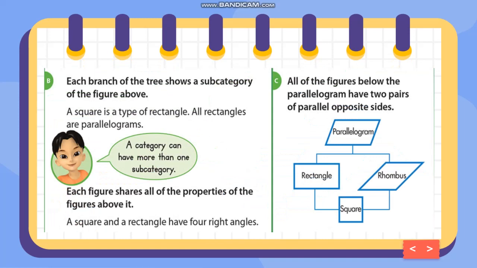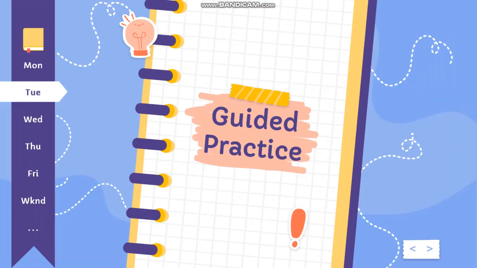Each branch of the tree shows a subcategory of the figure above. A square is a type of rectangle. All rectangles are parallelograms. So a category can have more than one subcategory. Each figure shares all of the properties of the figures above it. A square and rectangle have four right angles. All of the figures below the parallelogram have two pairs of parallel opposite sides, just like a rectangle, rhombus, and a square. That's why rectangle, rhombus, and square are a family of parallelogram, because they all have two pairs of parallel opposite sides.